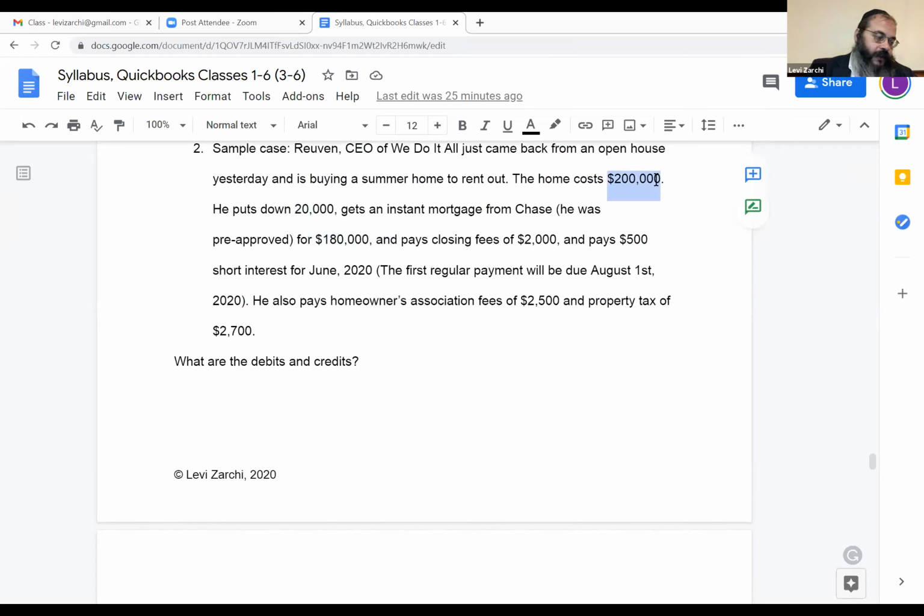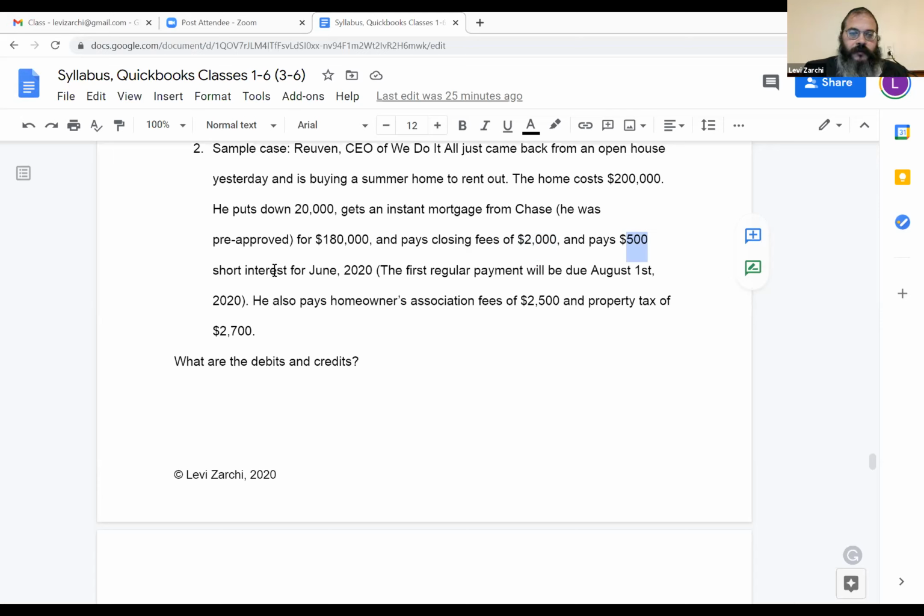But there's more money needed than just the face value of the house, which is $200,000, because, as everyone knows, there are closing fees. We just use round numbers, which may or may not be accurate depending on where you are, but we just took numbers to give you the idea. The closing fees are $2,000. There's $500 of short interest, which is what you prepay when you're in the middle of a month. You pay for the money in advance.